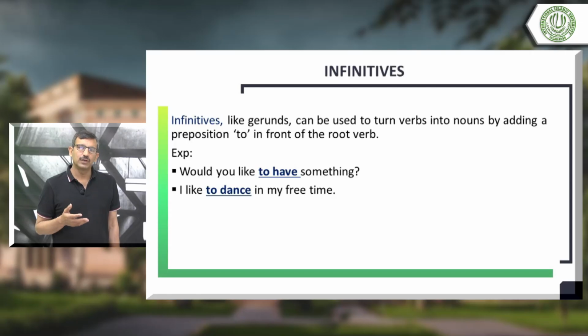The last part of verb forms is infinitives. In infinitives, like gerunds, verbs can be used like nouns by adding the preposition to in front of the root verb. A verb is there and we add the preposition to it and we make an infinitive. For example, would you like to have something? So, to is added with have and to have becomes an infinitive in the sentence. I like to dance in my free time. Dance is a verb and we add to with it. Now it becomes an infinitive.